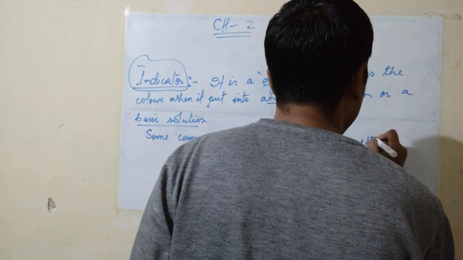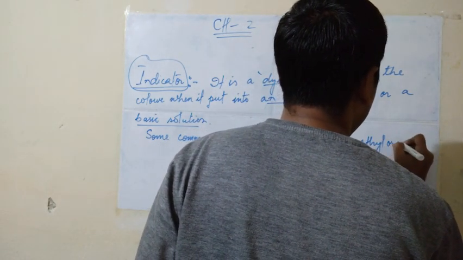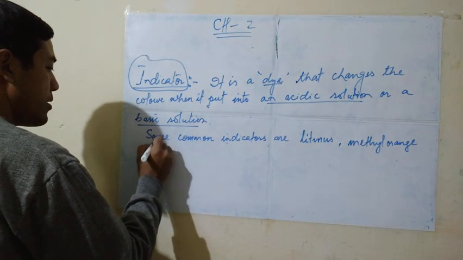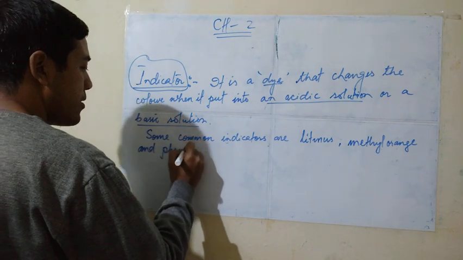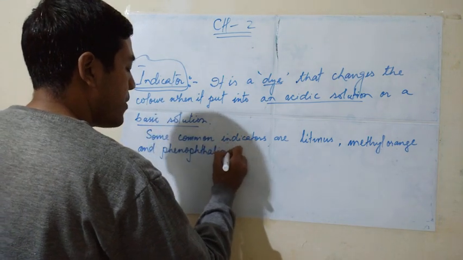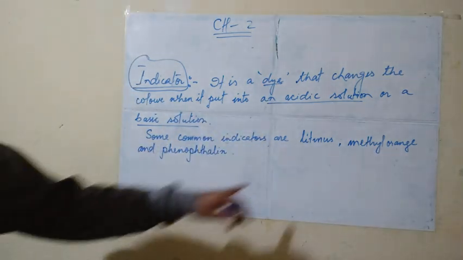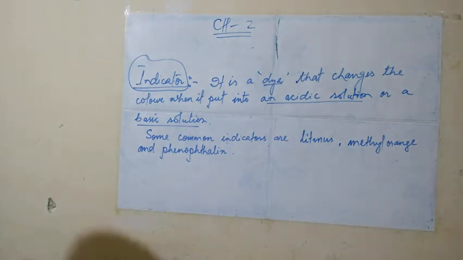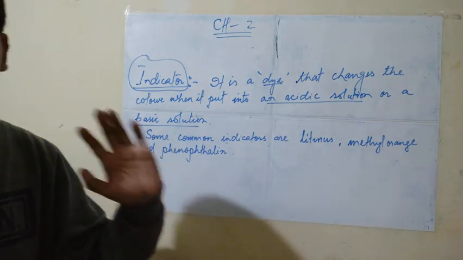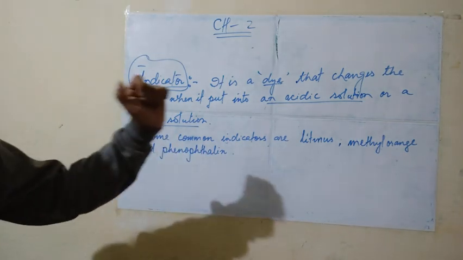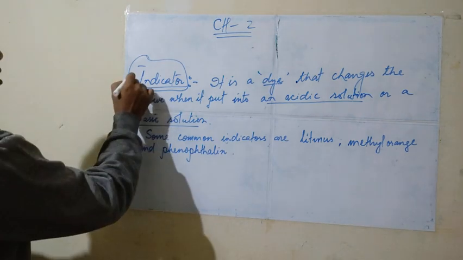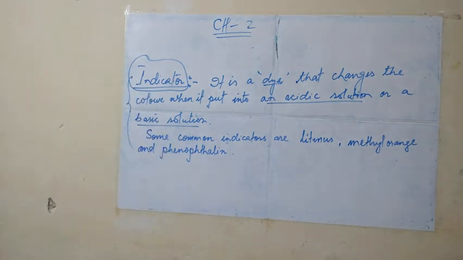Methyl orange and phenolphthalein. Okay, litmus, methyl orange and phenolphthalein are the common indicators which are used for detecting whether the given substance is acid or base. Okay, these are the most important parts of this chapter number 2. Please copy down.